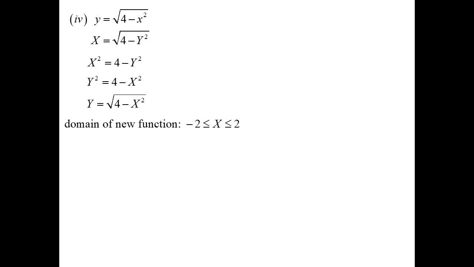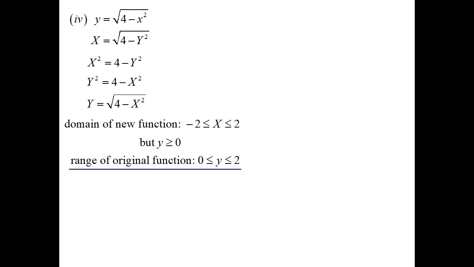So the domain of the new function is x is in between minus 2 and 2. But hang on a sec. We know in the original one, y was greater than or equal to 0. So you've got to be careful if you're using this method. So I can't simply say the range of the original one was between minus 2 and 2, because we had that added restriction with this one that, oh, hang on, y has to end up being a positive number because it's the positive square root. So it must only be between 0 and 2 for that one. So it's not always as clear cut as you would like, this method.